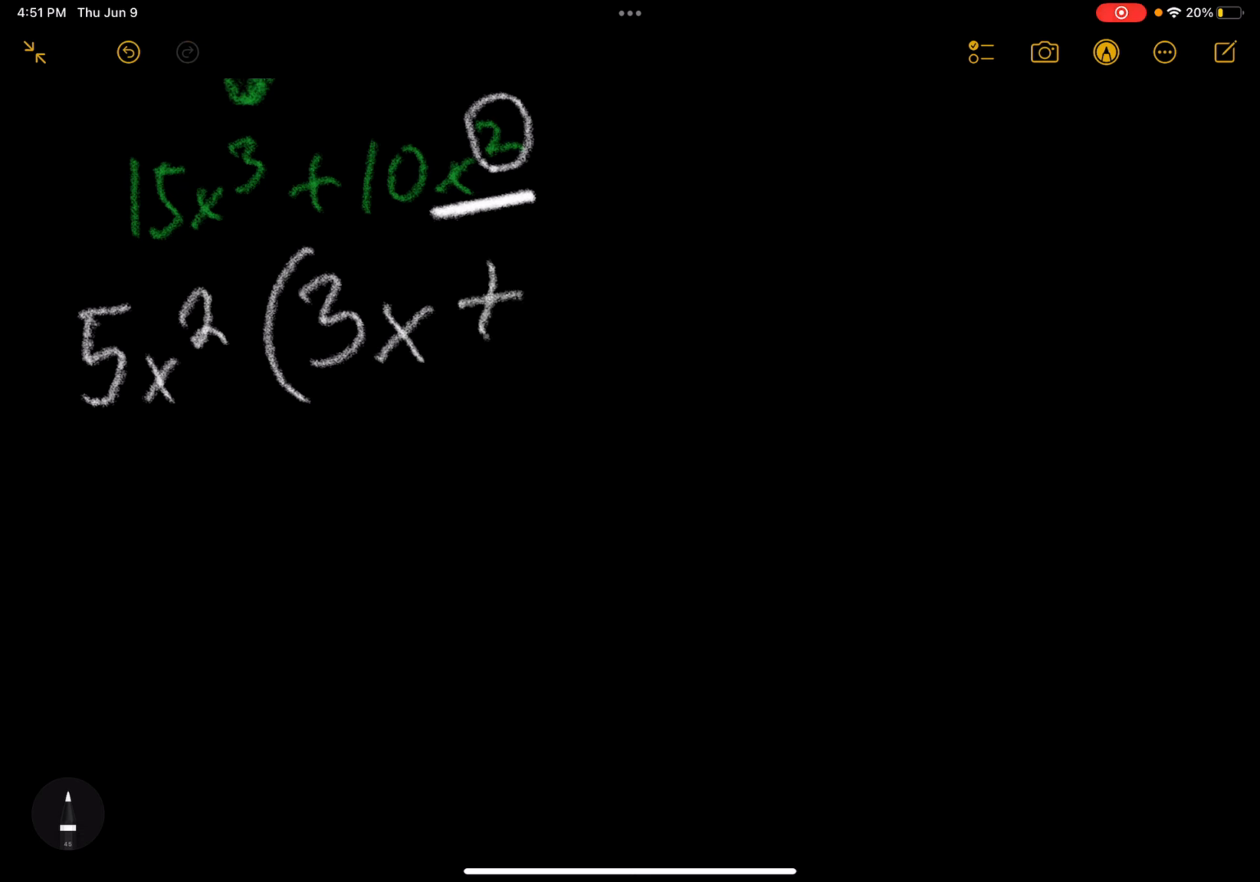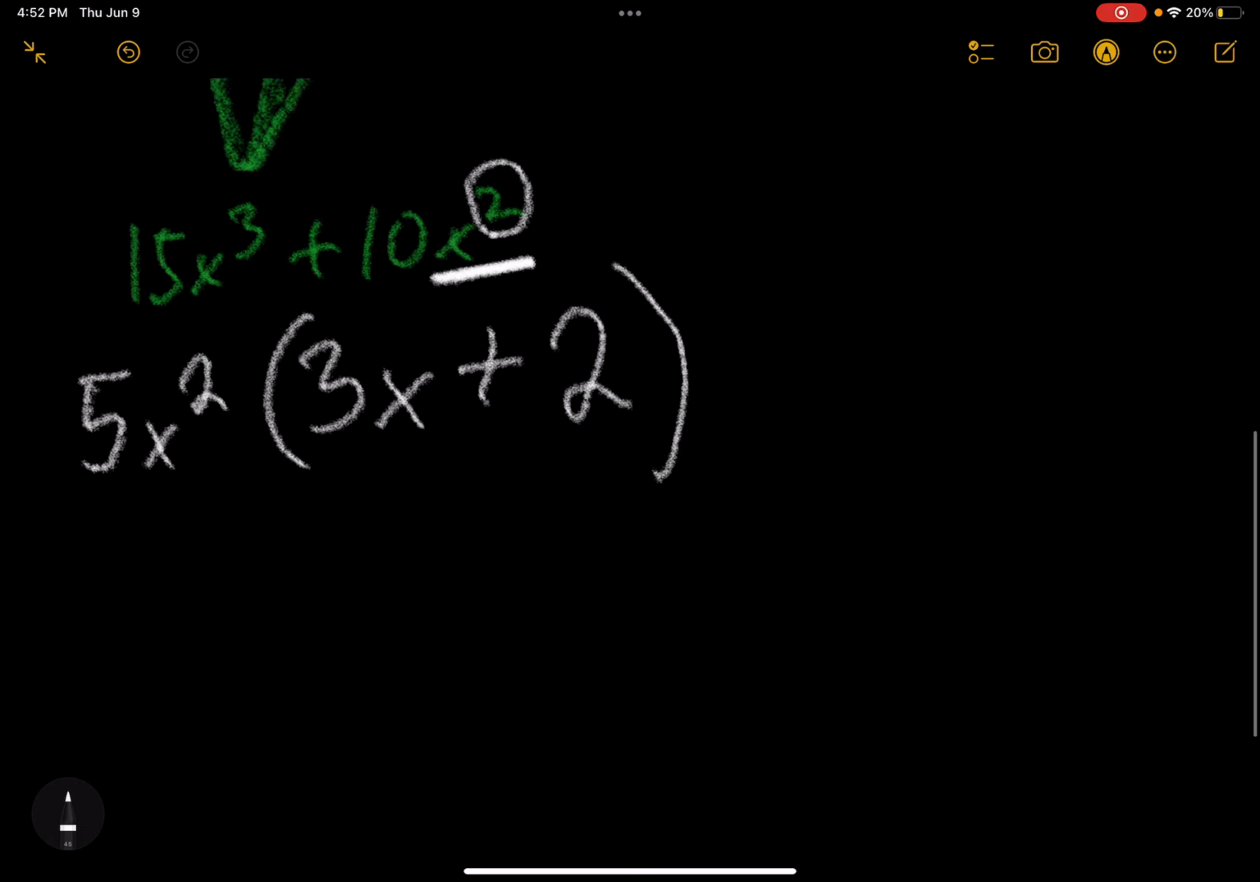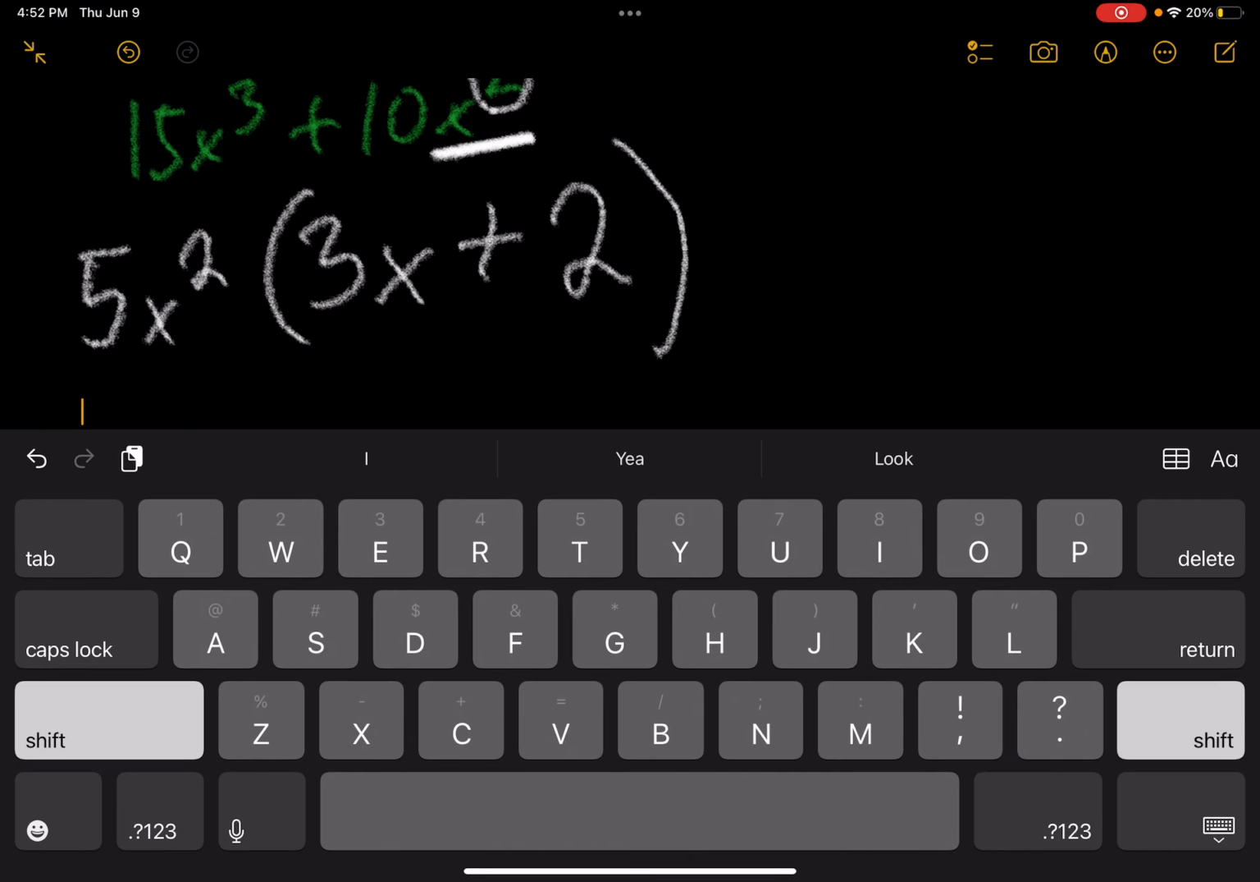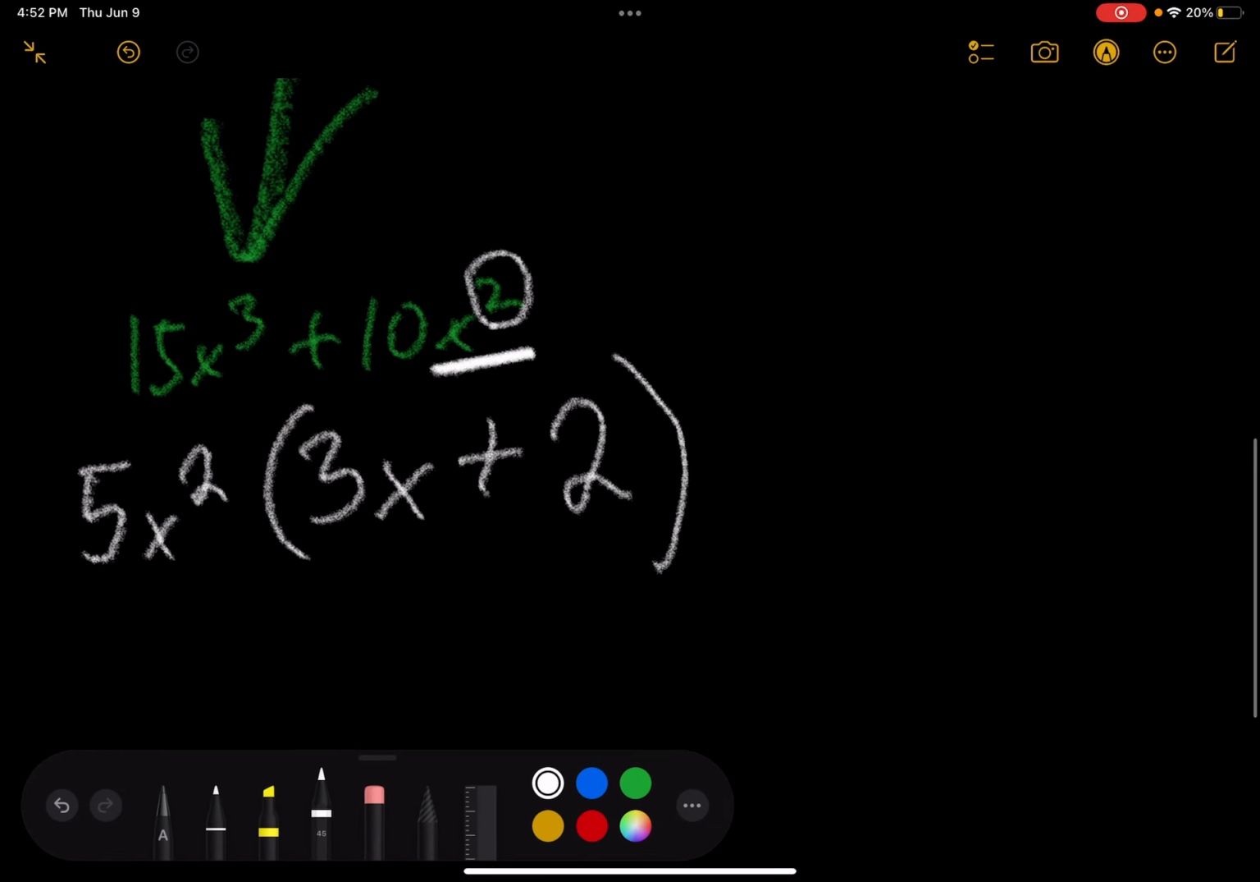Plus, what did we take out of here? Well, for the common factor, we took out 5x squared, right? And the 10 is 5 times 2, so we can put 2. And then x squared times blank equals x squared. Well, x squared times 1 equals x squared, so we can just leave 2 alone. That's the first one.